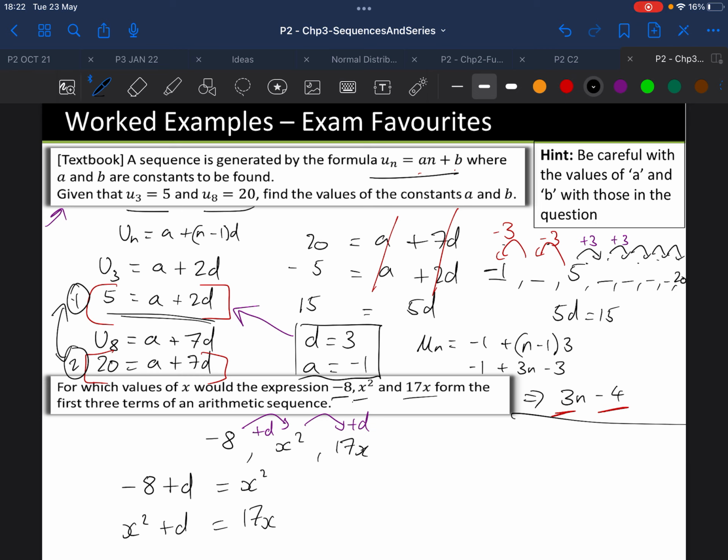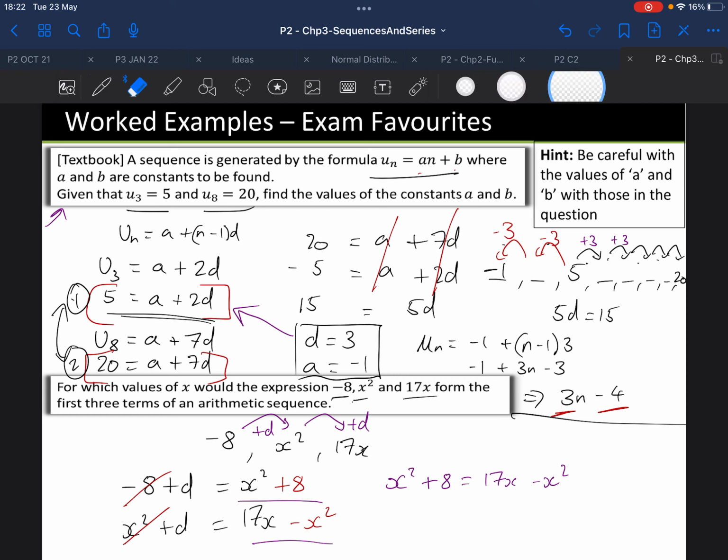So there's other ways you could have set these up. But what I would do now is I would add 8 to that side there. I will take away x squared there. And I'm going to set these equal to each other. For which values? So it suggests there's going to be more than one answer. So I could do x squared plus 8 is equal to 17x minus x squared.